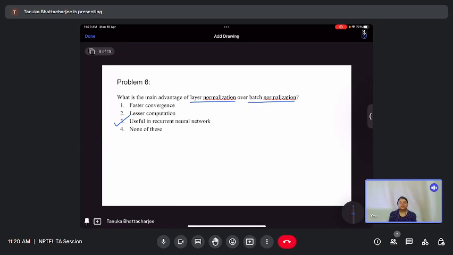So actually for batch normalization you need the entire batch of data, then only you can compute the mean and variance. But in case of layer normalization you need only that sample to compute. That's why it is useful. Layer normalization is useful in recurrent neural network, but batch normalization is not that useful. So that's the main advantage of layer normalization over batch normalization.